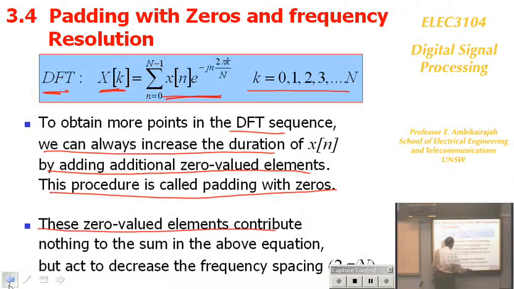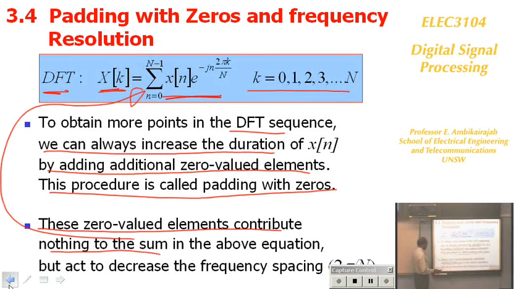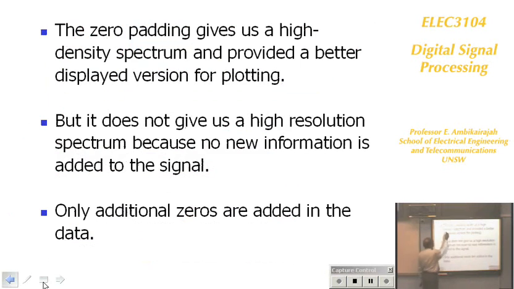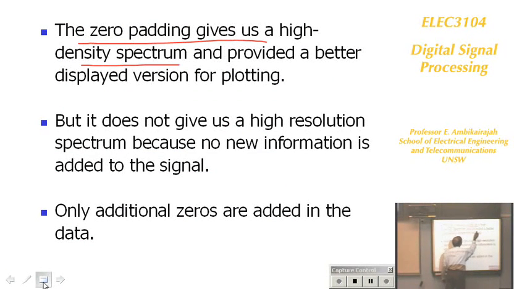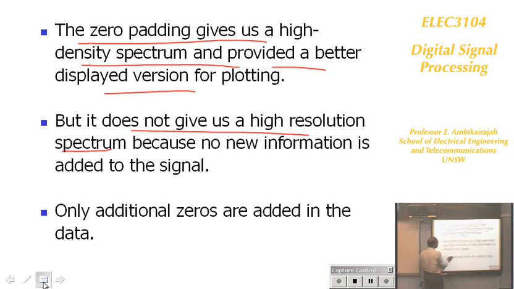These zero valued elements contribute nothing to the summation, and act to decrease the frequency spacing. That means increasing the resolution, because N increases now, since you're adding extra zeros, meaning extra samples. So zero padding gives a high density spectrum and provides a better displayed version of the plot. So it just gives you a good display, but no extra frequency content. It just does an interpolation actually. But it does not give a high resolution spectrum because no new information is added to the signal. It's just a display, but not spectrum.